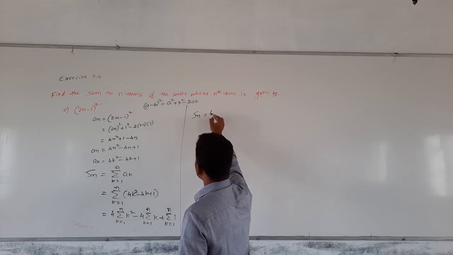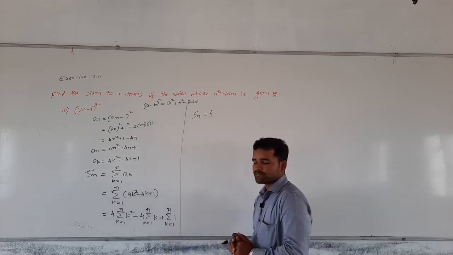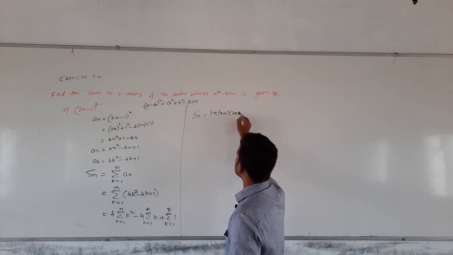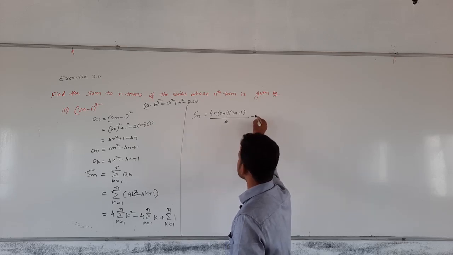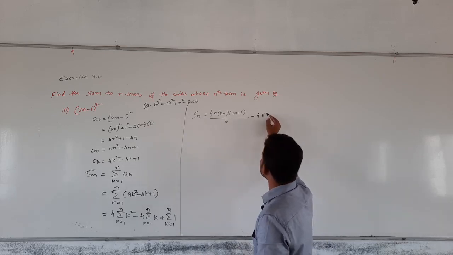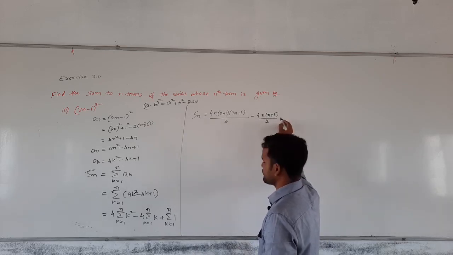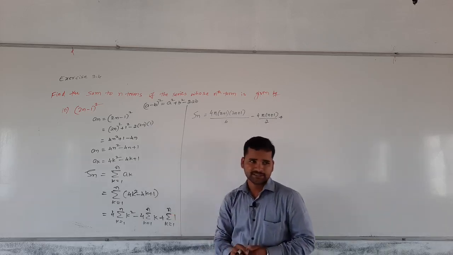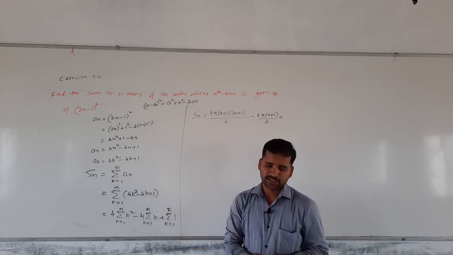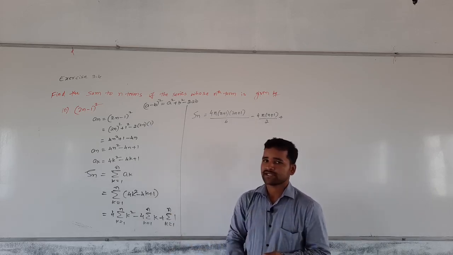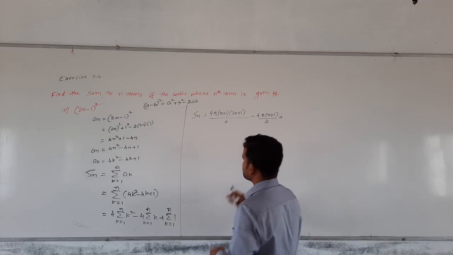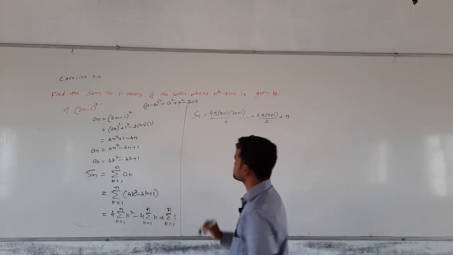Sn is equal to 4 into, what is summation of k square? Sum of squares of first n natural numbers formula, that is n into (n plus 1) into (2n plus 1) whole divided by 6, minus 4 into summation of k, which is nothing but n into (n plus 1) by 2, plus summation of 1. Summation of 1 means k is taking different values, but in each case it is 1 only: 1 plus 1 plus 1 plus 1. How many times is it getting added? N times. Therefore, summation of 1 where k varies from 1 to n is n.